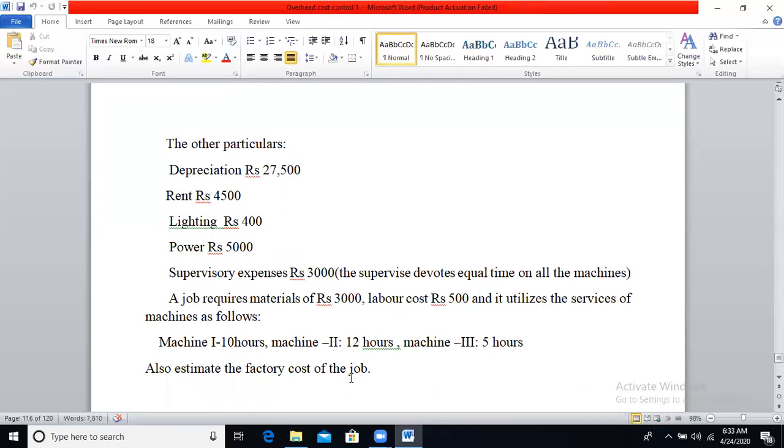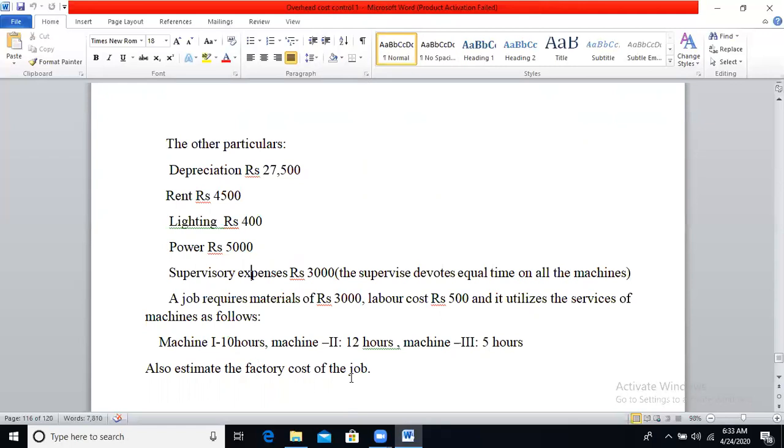Also estimate the factory cost of the job. You have to calculate the works cost. Remember your cost sheet: direct materials, direct labor, direct expenses. If you add all these 3 direct items, you will get prime cost. For the prime cost, if you add works overhead, you will get factory cost. The same method will be followed here after calculation of machine hour rate.